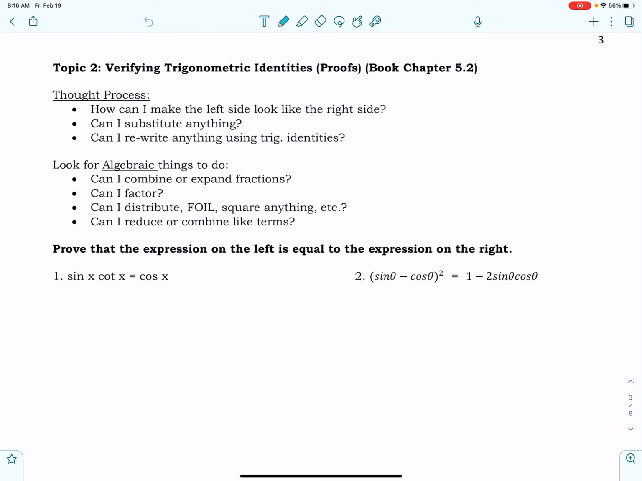Okay, pre-cal, in this video we are still in Unit 7, and we are going to talk about topic 2. We're going to be verifying trigonometric identities, or trig proofs. I've outlined a thought process for you here, and some algebraic things to do if you can't use your identities page to replace anything.